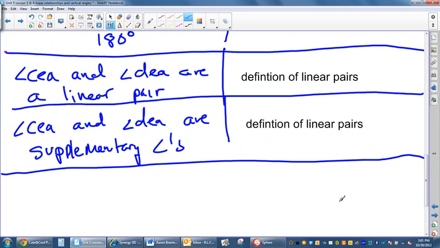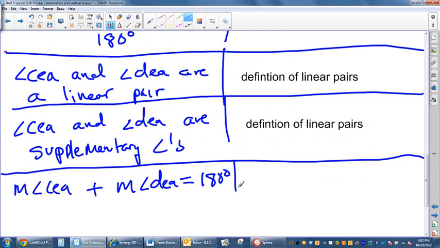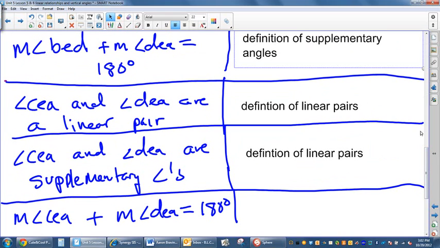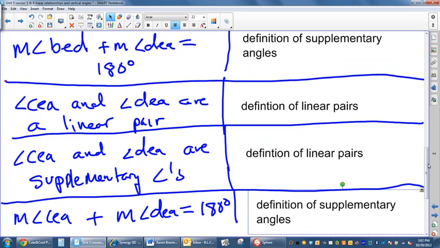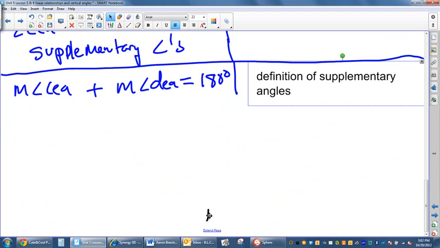Okay, if they're supplementary angles, what am I able to say about their measurement? Yeah, the measure of angle BEA plus the measure of angle DEA equals 180 degrees. And we can use the same reason, definition of supplementary. All right, so I've established two relationships that have these two pieces of information that I want.